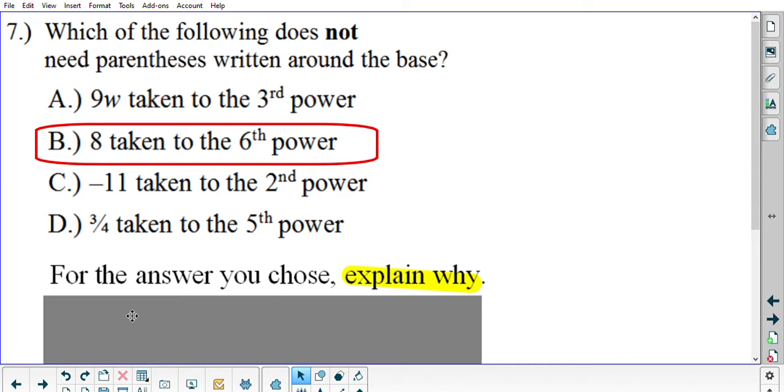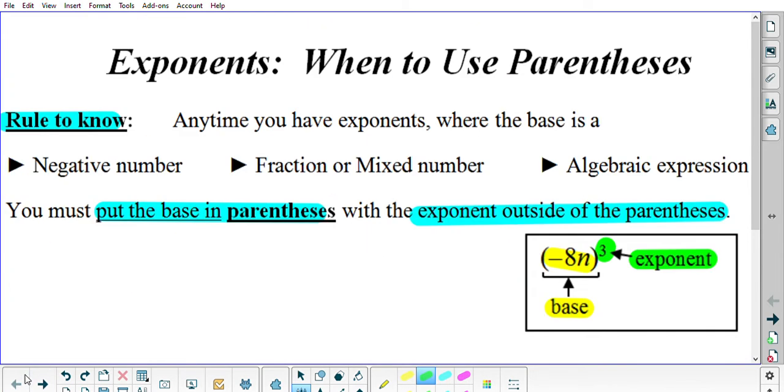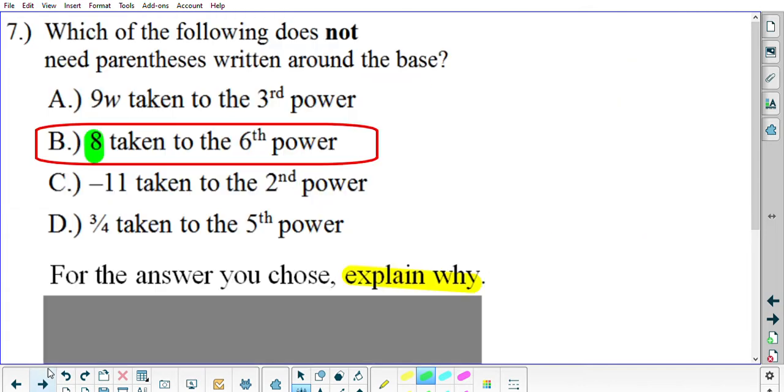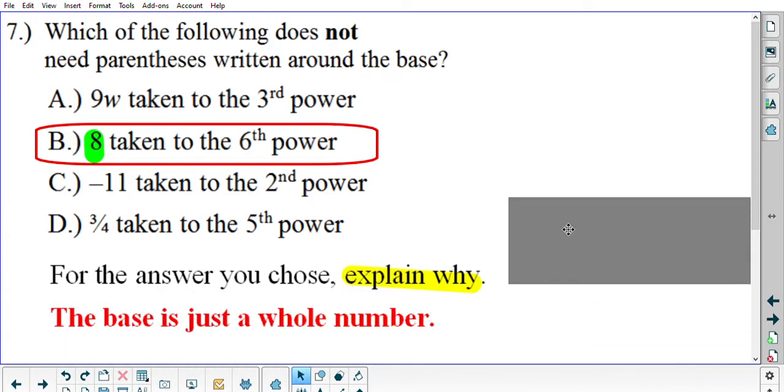And it's because if your base is just a whole number, then that is not one of the things that we talked about at the top of the page where you would have to put it in parentheses. Whole numbers do not need to be put in parentheses when they are taken to a power. So that's your explanation. The base was just a whole number here.